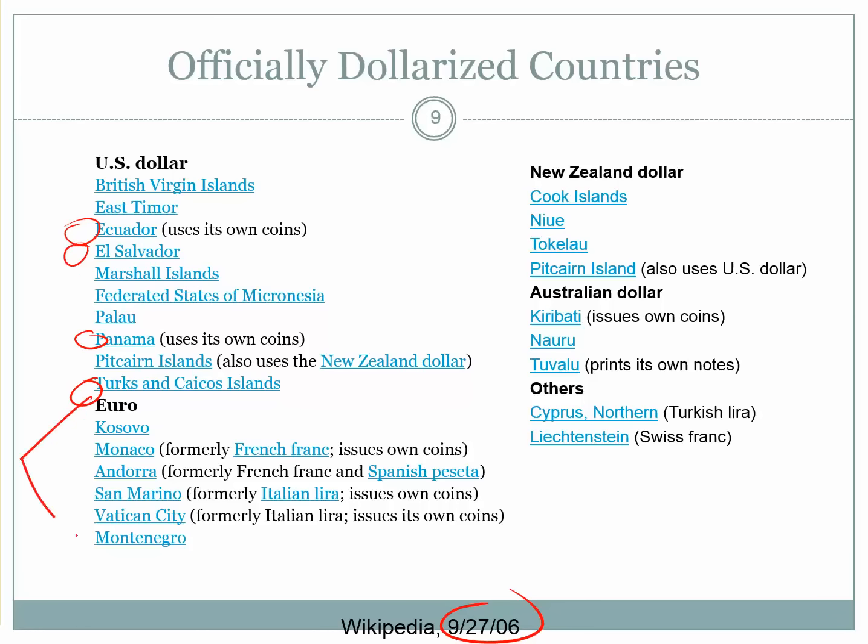And these are countries that are euroized. So an easy one to think about is Vatican City, which sits right inside Rome. So that makes sense for them to use the euro, and some others. And you have countries that use the New Zealand dollar, Aussie dollar, and others.